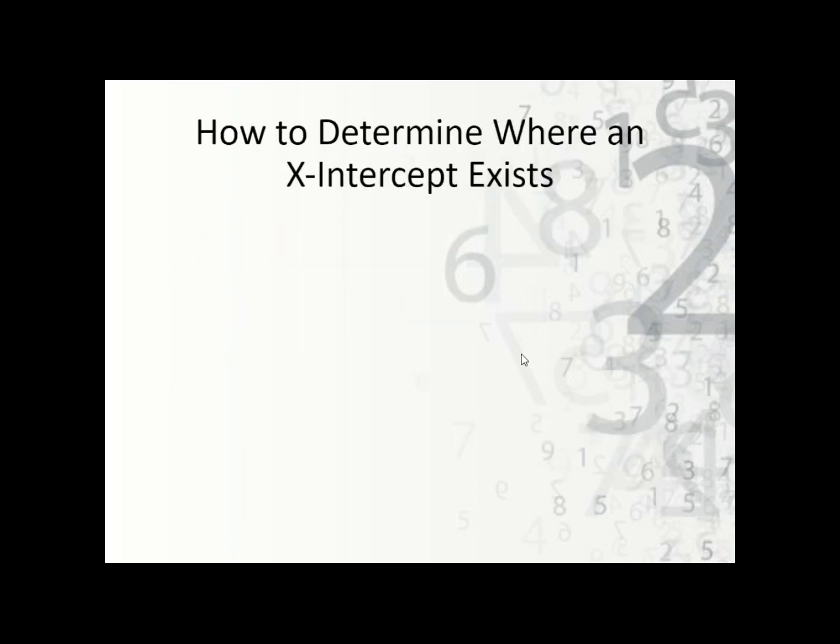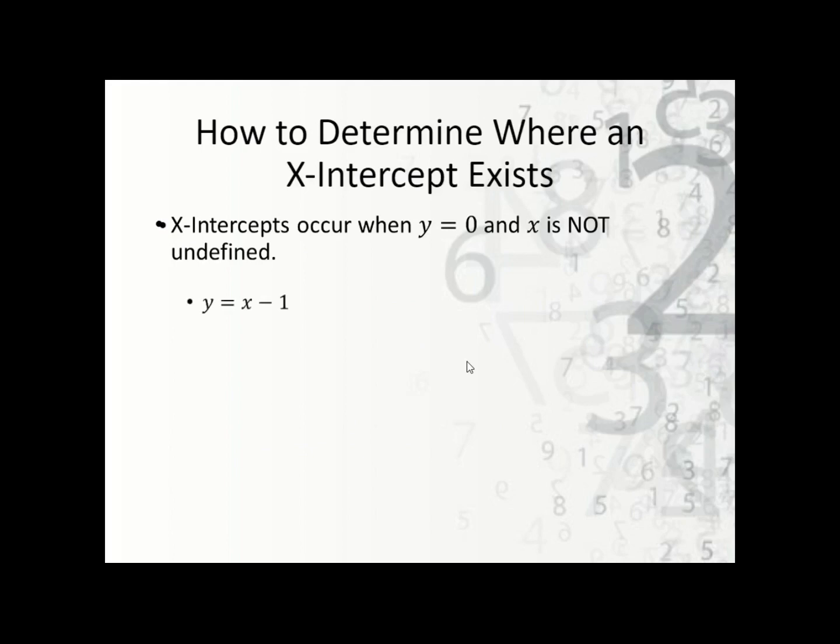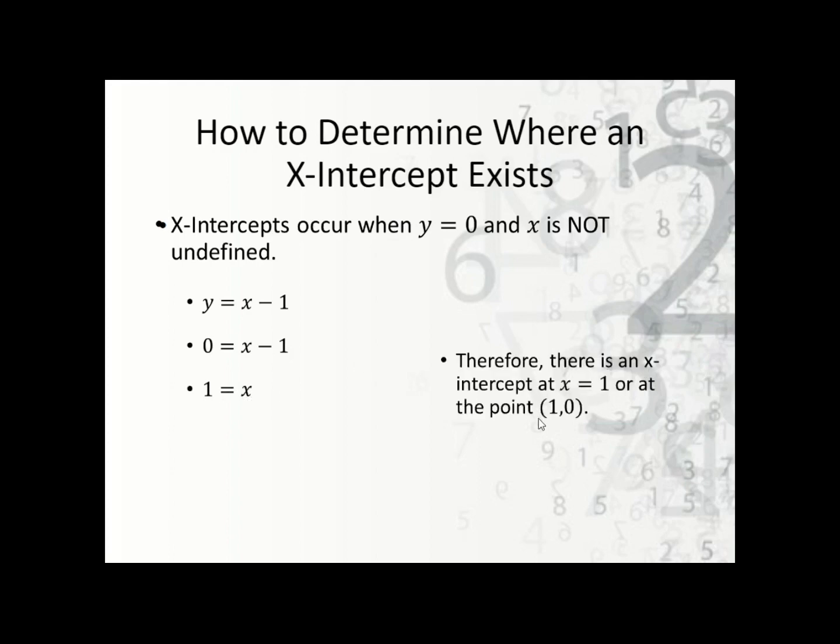So how do we determine where an x-intercept exists? X-intercepts occur when y equals 0 and x is not undefined. So for instance, if I have y equals x minus 1, well, I just want to plug in 0 for y and solve for x. So I plug in 0. Now I'll add 1 to both sides, and I get that x equals 1. So that is the point where my x-intercept occurs. So if we put it into coordinate form, it would occur at (1, 0).